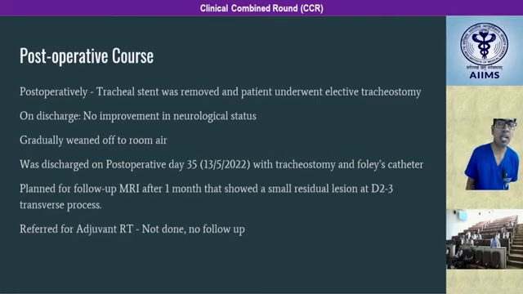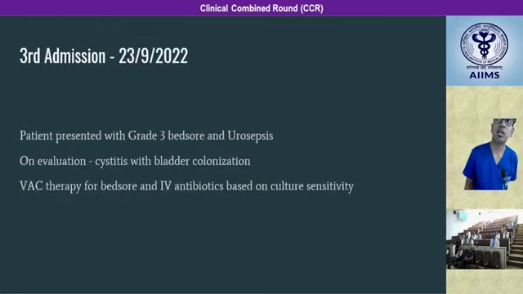And the patient was planned for follow-up MRI after 1 month, which initially showed a small residual lesion at D2, D3 transverse process level. And the patient was referred for adjuvant radiotherapy, but the patient was lost to follow-up.